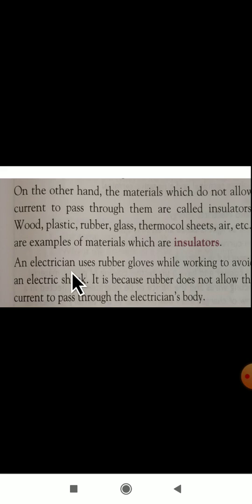An electrician uses rubber gloves while working to avoid an electric shock. Why are they using rubber gloves here? Rubber is a bad conductor, nothing but an insulator. It works as an insulator here. It is because rubber does not allow the current to pass through it. So electricians are using rubber gloves here.